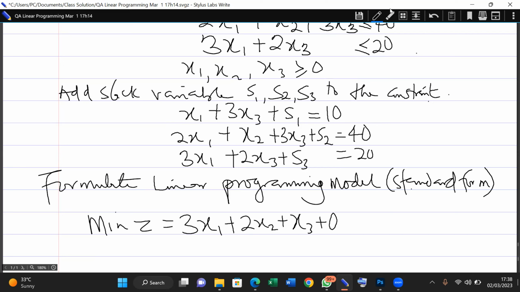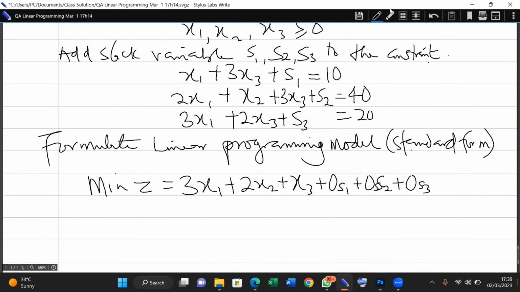Your slack variables will be 0s1 plus 0s2 plus 0s3, because the slack must not have anything. That is why it is 0. We also call the slack the unused resources under the constraint, or the underutilized resources. So please take note of that.